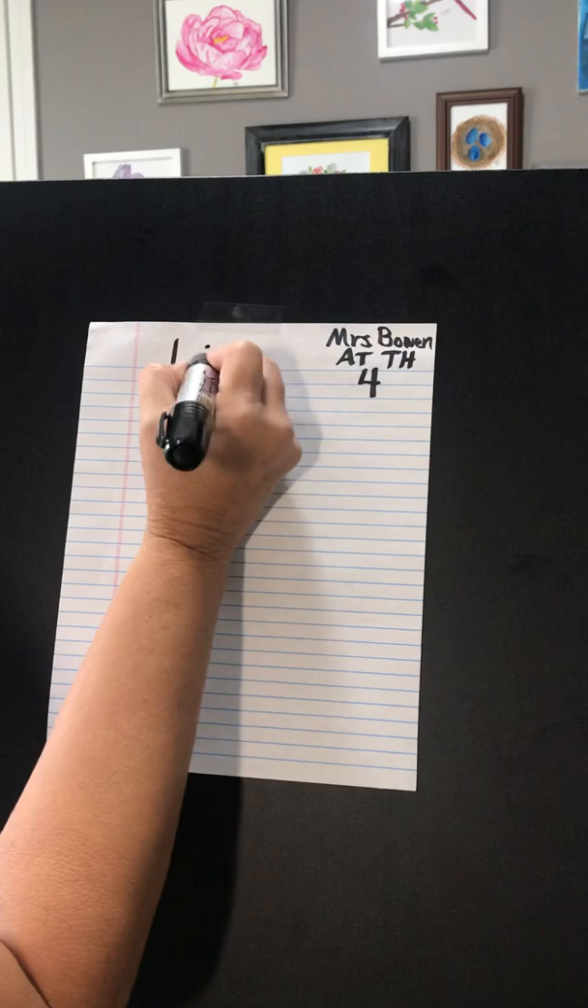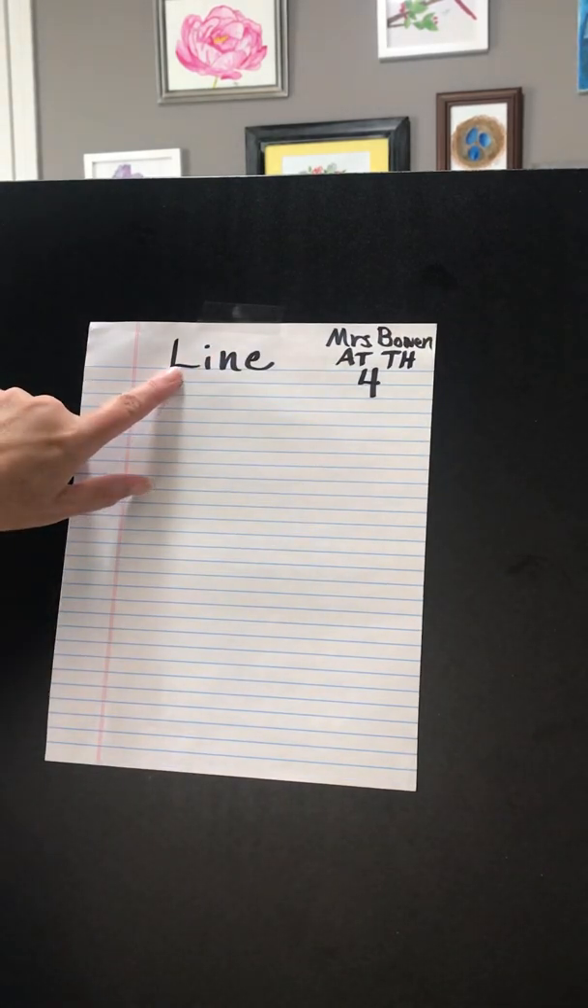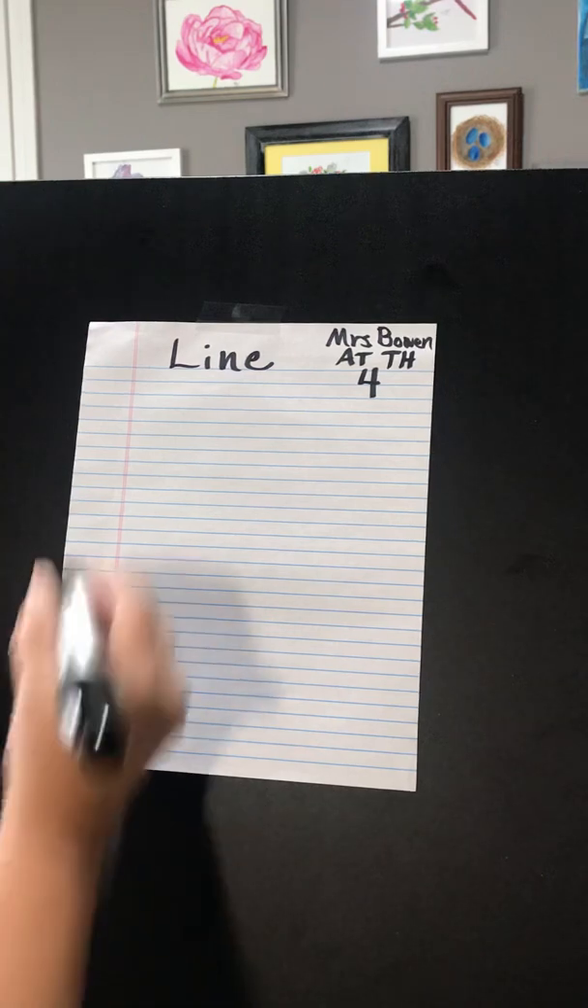Now, anytime I'm going too fast, what do you do? You just pause the video. All right, at the top, we're going to write the word line. That's our learning intention for today. We are learning about line. Now, our success criteria. How are we going to be successful? Well, we've got to be able to identify some lines.